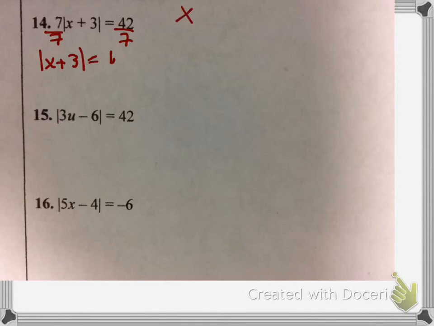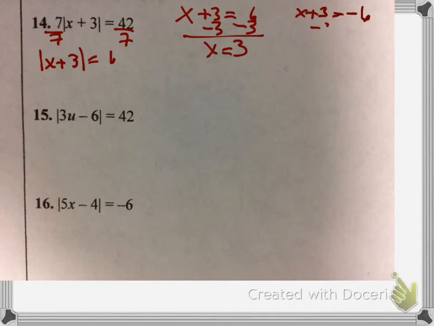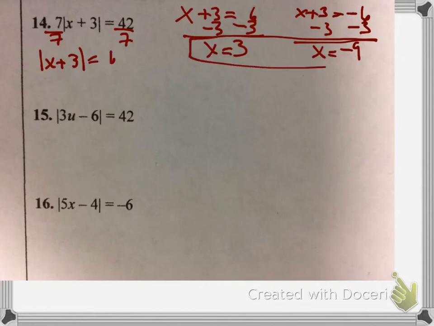So now I'm saying x plus 3 equals 6. x plus 3 equals negative 6. Subtract 3. You get x is equal to 3. Subtract 3. x is equal to negative 9. Okay, so there's my two answers.